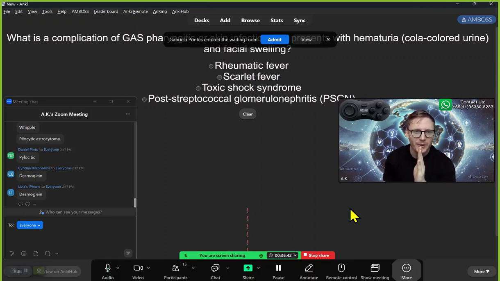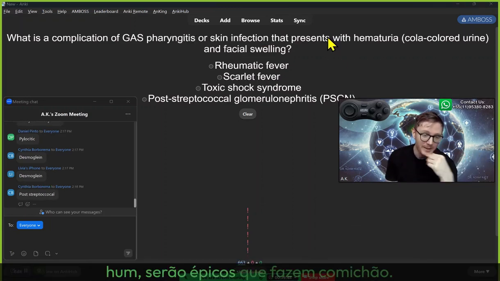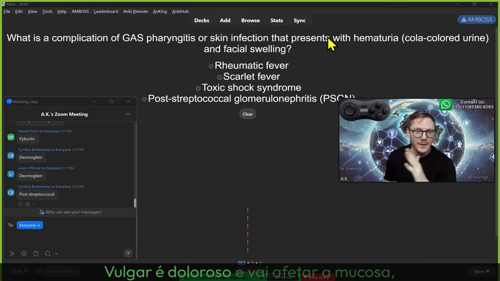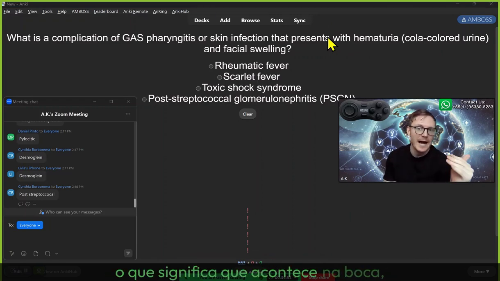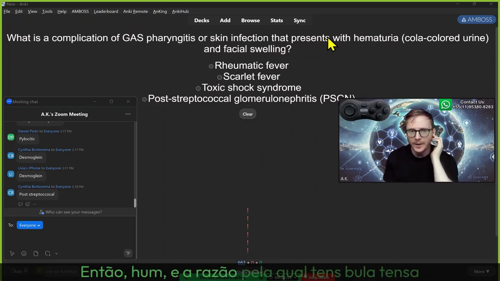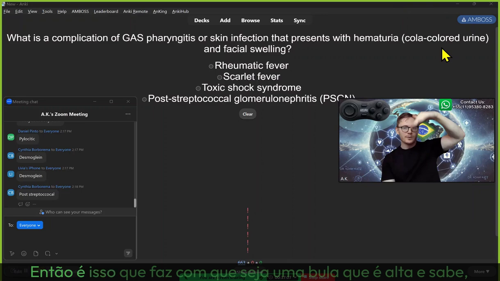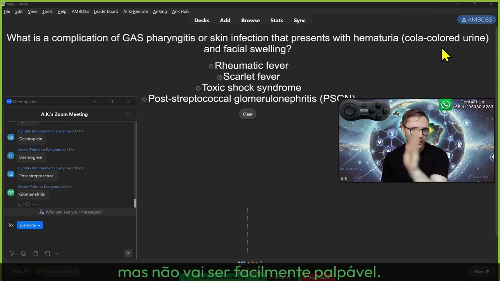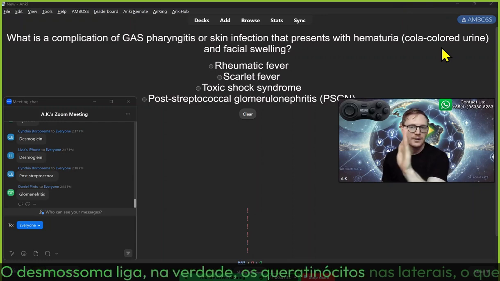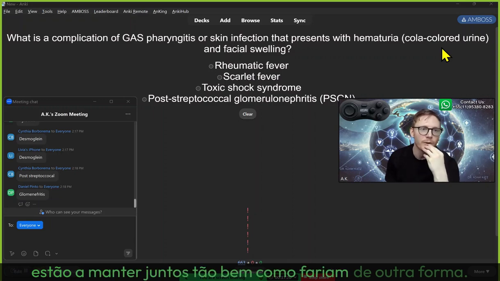So, bullous pemphigoid, you're going to have tense bullae, right? And it's going to be itchy. Pemphigus vulgaris is painful and it's going to affect the mucosa, which means it happens in the mouth, which is very important on Step 1 to distinguish the two. The reason you have tense bullae in bullous pemphigoid is because it affects the hemidesmosomes, which are at the bottom. So the bulla is raised from the skin, but it's not going to be easily poppable. The desmosomes actually connect the keratinocytes on the sides, which allows them to pop, right? They're not holding together as well as they would otherwise.